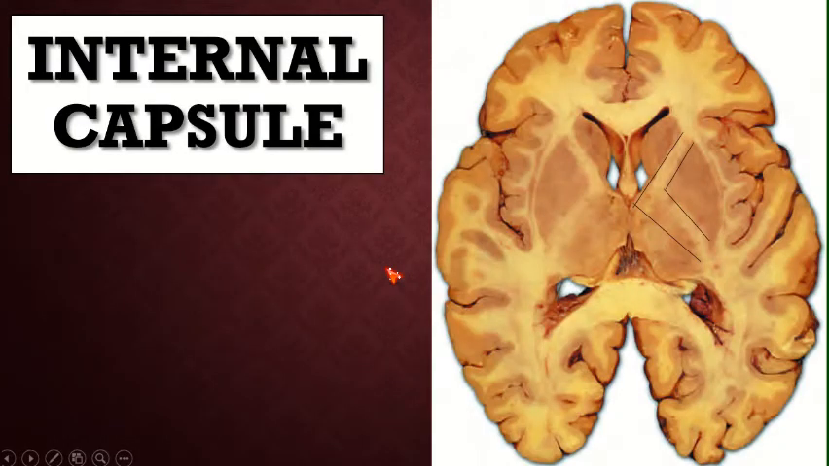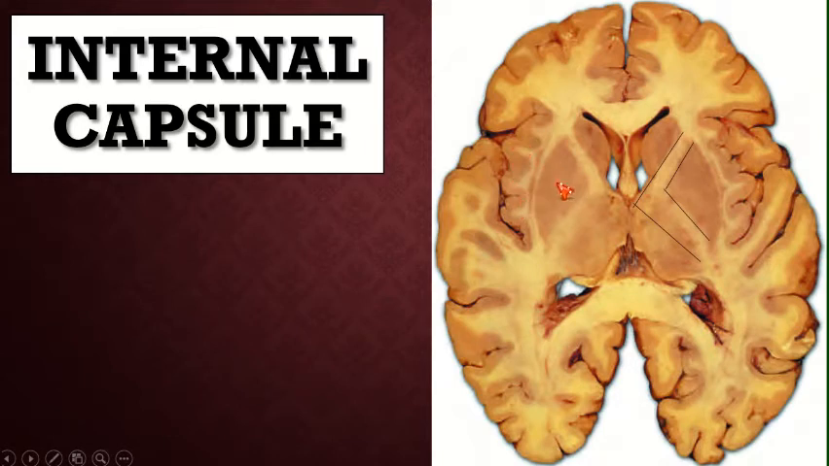Then the space occupied by the internal capsule is bounded medially by the head of the caudate nucleus and the thalamus, and laterally we can identify the lentiform nucleus. So this part is called the lentiform nucleus. Medial to the internal capsule we can identify anteriorly the head of the caudate nucleus, posteriorly the thalamus, and laterally the lentiform nucleus and the insular cortex as well.